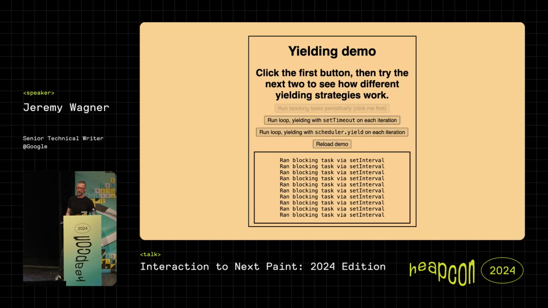So here's a little demo on scheduler.yield and how it contrasts with setTimeout for yielding. This demo, when the top button is clicked, and it was already clicked in both of these demos, runs a bunch of blocking tasks using setInterval.